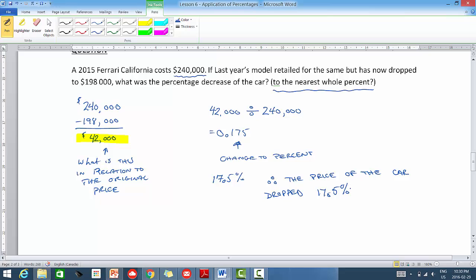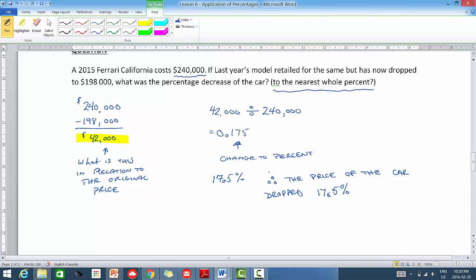Okay, so step 1, we found out what the difference was. What did that difference look like in relation to the total? How much out of the total did that represent? So we divided those, 42,000 divided by 240,000, we get our decimal, we change it to a percent.